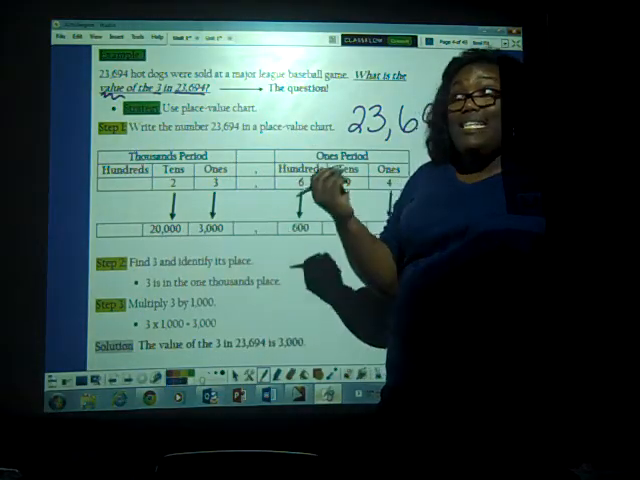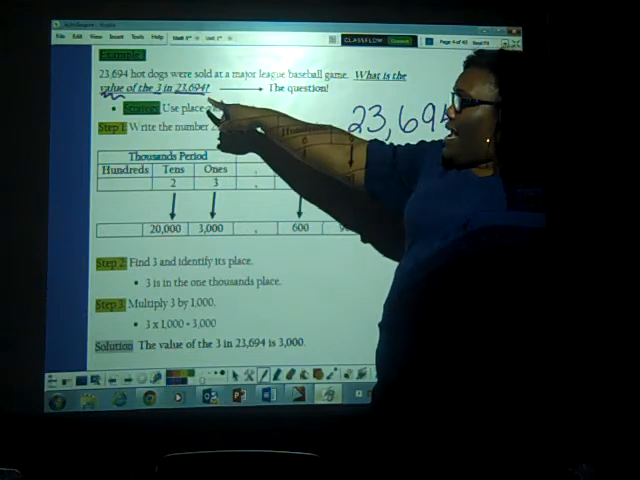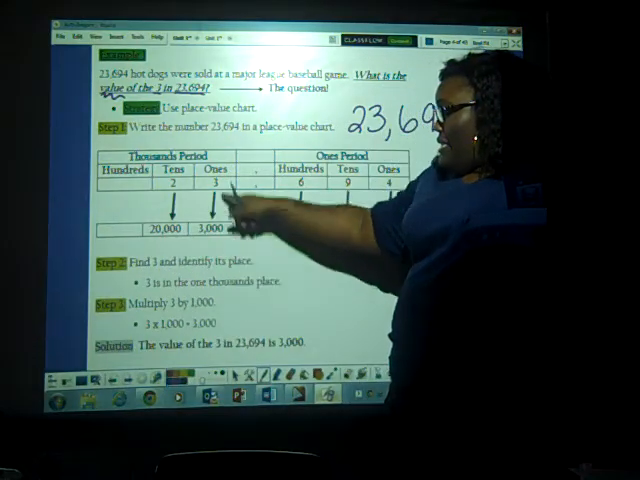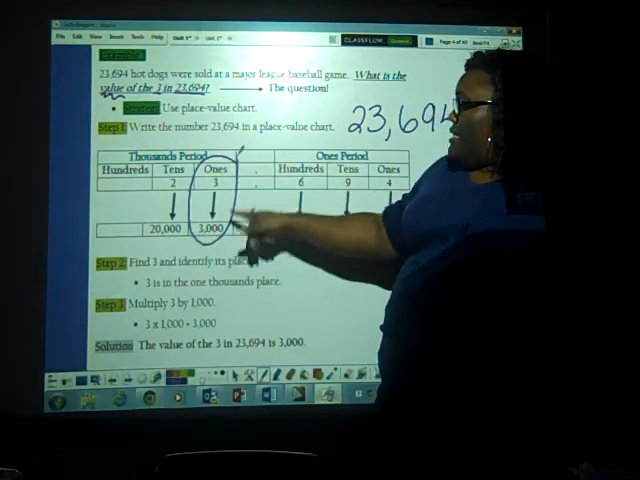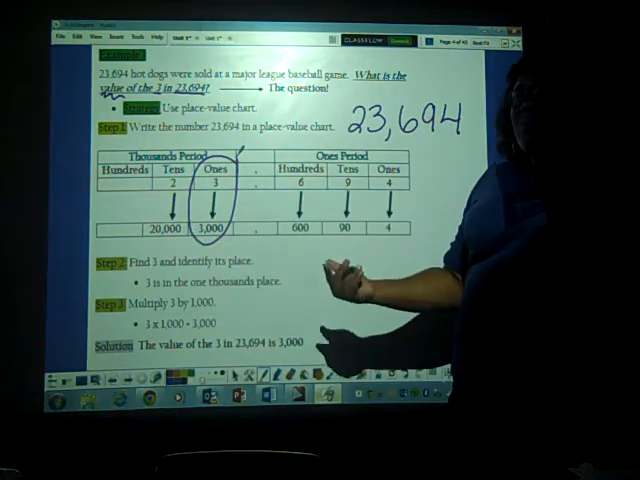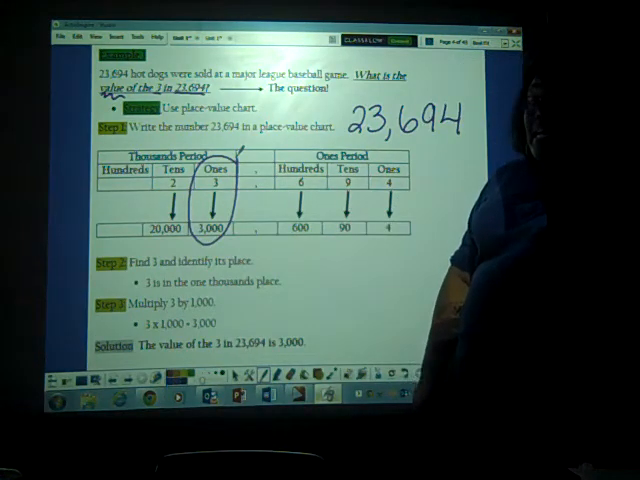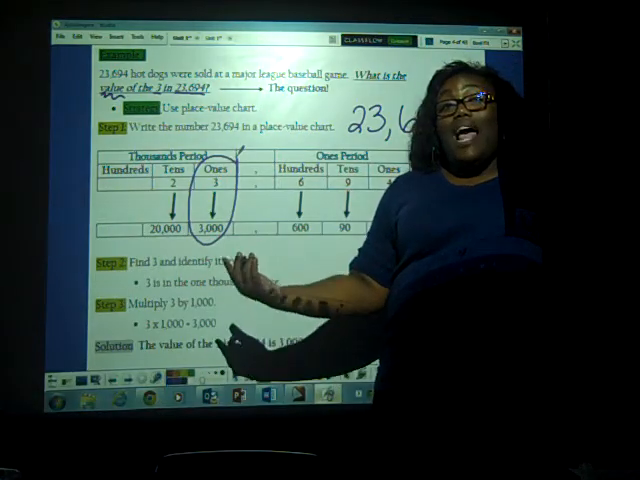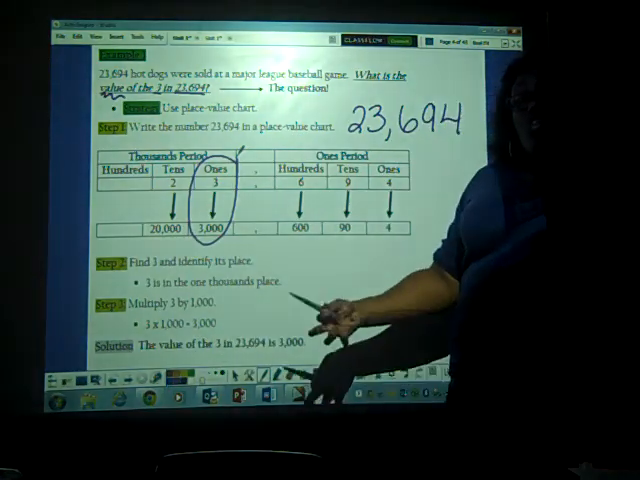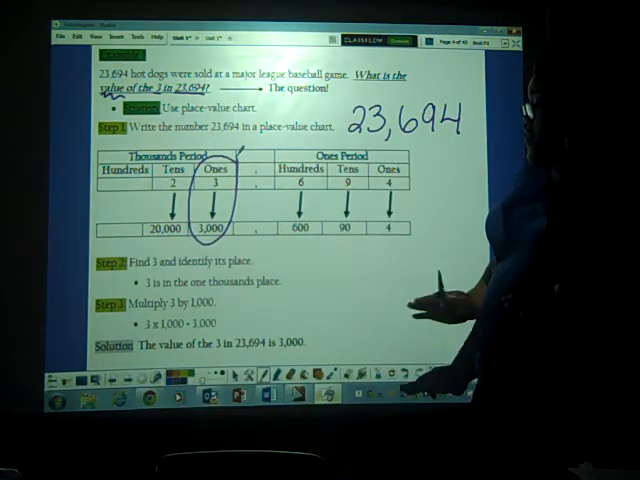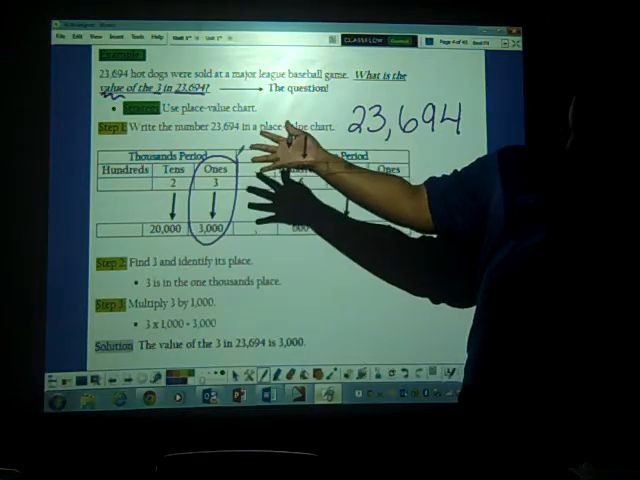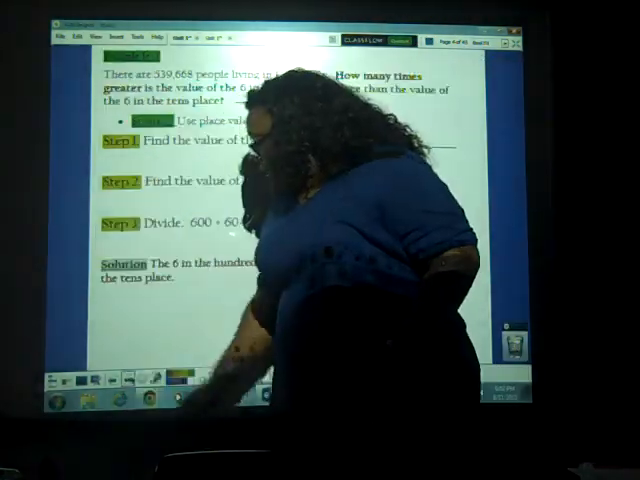So we just saw in our chart exactly what the value is of the 3 in 23,694. We found the 3 and identified its place. Here's the 3. It's in this place value. So I multiply this 3 by 1,000. Why are we multiplying the 3 by 1,000? Because it's in the thousands place value. So 3 times 1,000 equals 3,000. So our answer is: the value of the 3 in 23,694 is 3,000.